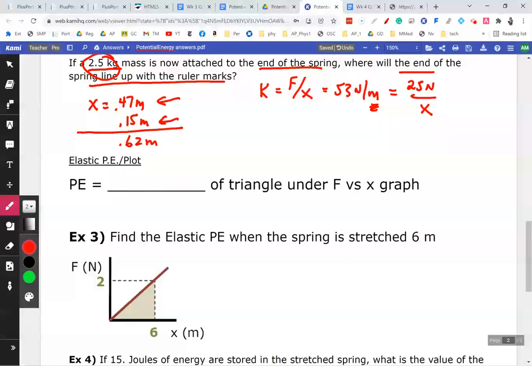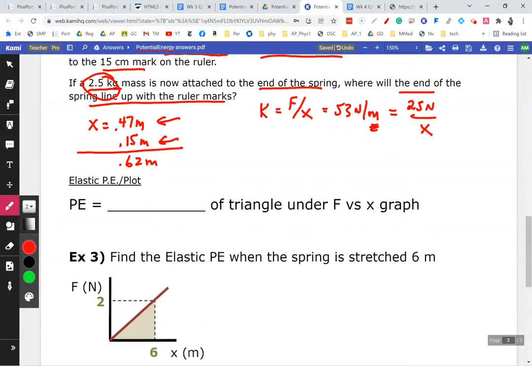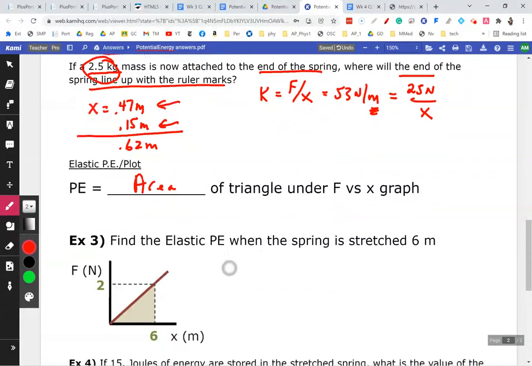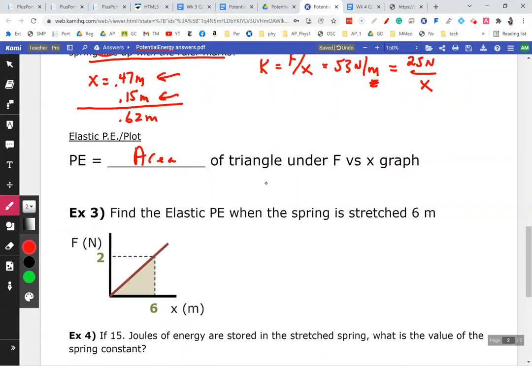If you're given a force versus stretch plot, the potential energy is the area of the triangle under the plot. So what's the potential energy here? Potential energy, remember we said, is average force times x, so it's the area. So it is 1/2 base times height, that's a triangle.